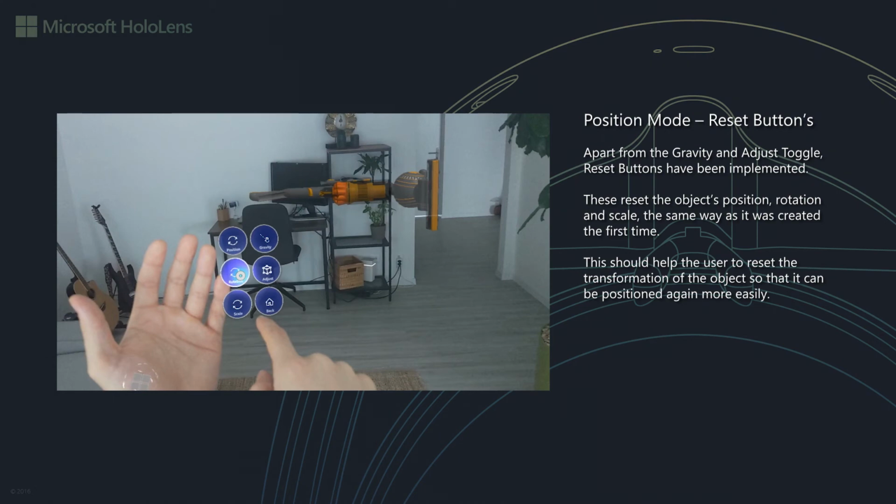Position mode, reset buttons. Apart from the gravity and adjust toggle, reset buttons have been implemented. These reset the object's position, rotation and scale, the same way as it was created the first time. This should help the user to reset the transformation of the object so that it can be positioned again more easily.